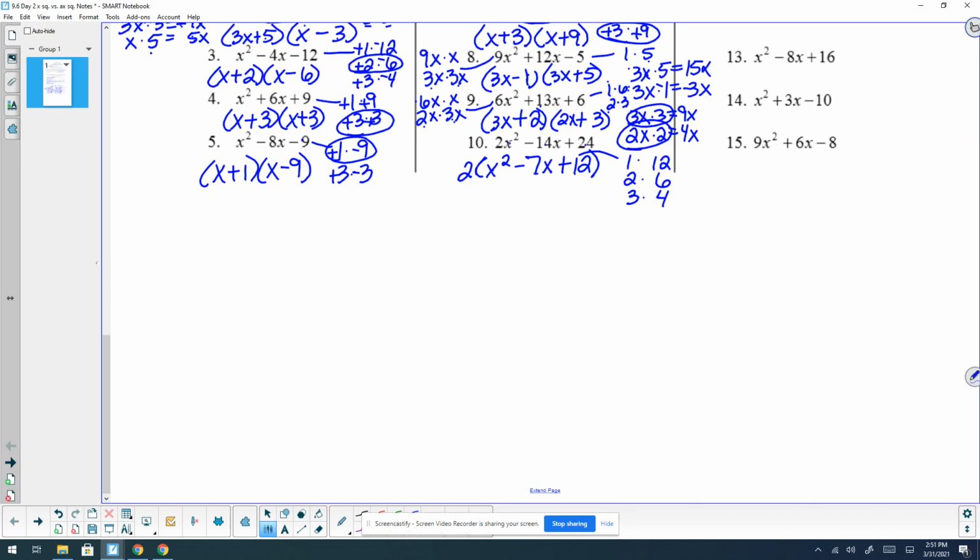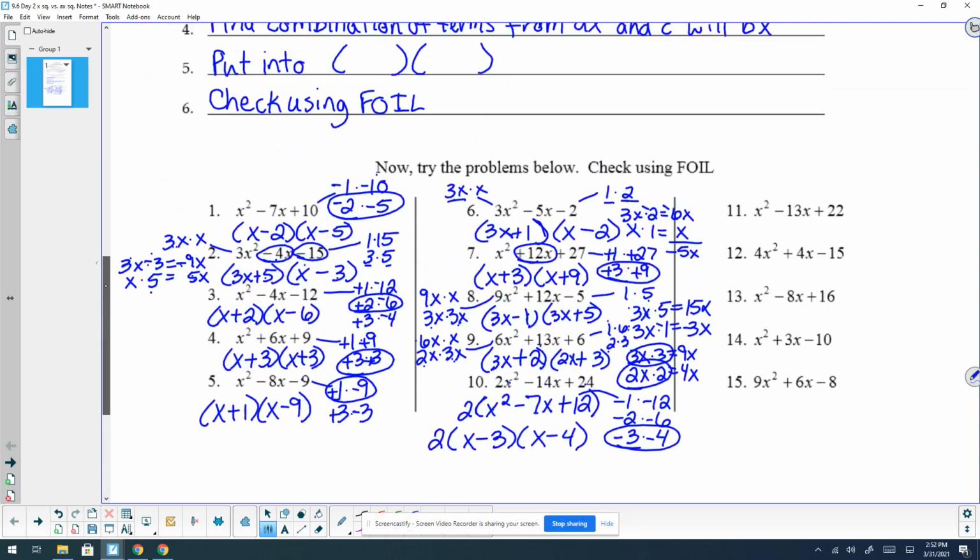So the sign in the middle is negative, meaning my larger numbers are negative. I need to multiply to a positive, so the smaller numbers also would have to be negative. What combination gets me to -7? -3, -4. So I need to bring down my 2, which is my GCF, parenthesis, x minus 3, parenthesis, x minus 4, and I am done. Okay? Let's move on to the last column.